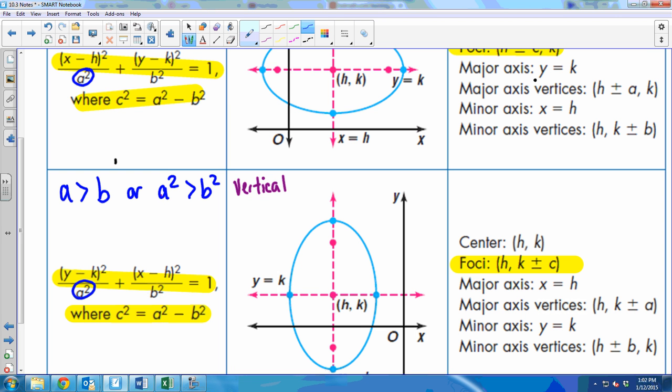If you have an equation, you have two denominators. Let's say you have y minus 3 squared over 25 plus x minus 7 squared over 36. Just because the y is in the front does not make it vertical. You have to look at the denominators. Which denominator is larger? 36. This number is under the x. This large number has to be a squared. Since it's under the x, it has to be horizontal.